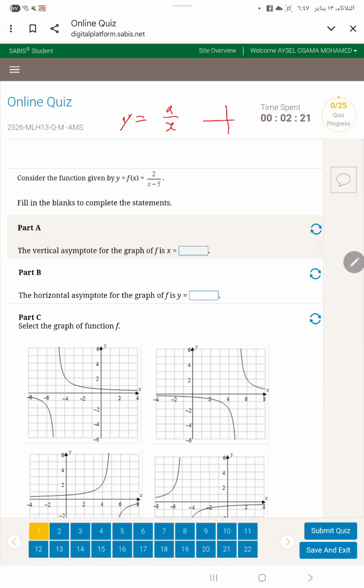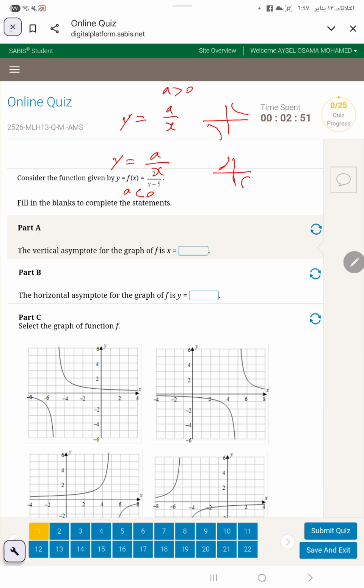If a is any positive number, so a greater than 0, the parent function will be like this. But if a is a negative number, y = a over x, so a less than 0, the equation would be like this. Clearly here the asymptotes are the x-axis and the y-axis.